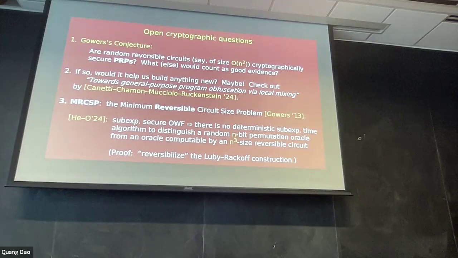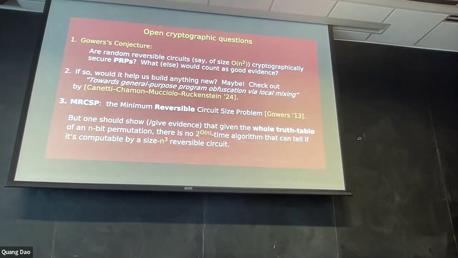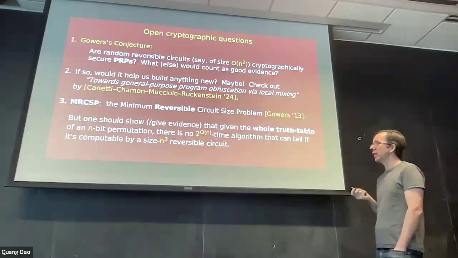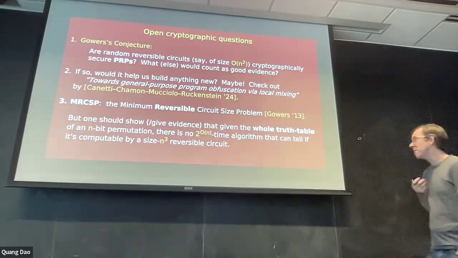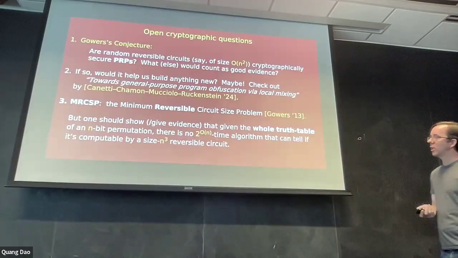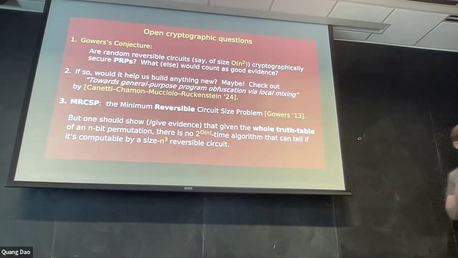And the real question here, though, is, it should still be true that an adversary that can see literally the whole truth table of an n-bit permutation and can run in 2 to the order n time still probably shouldn't be able to tell if this permutation is computable by a very small reversible circuit or not. So that's an interesting question to try to think about.